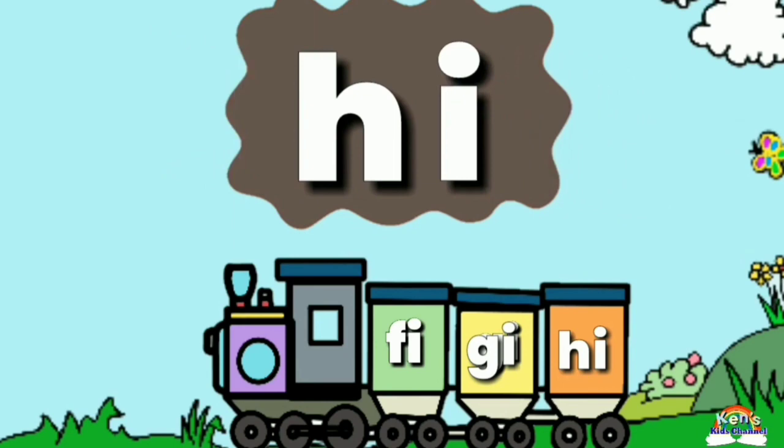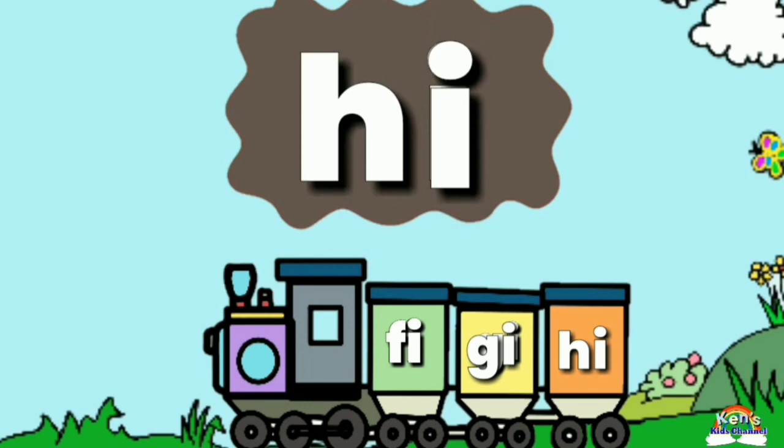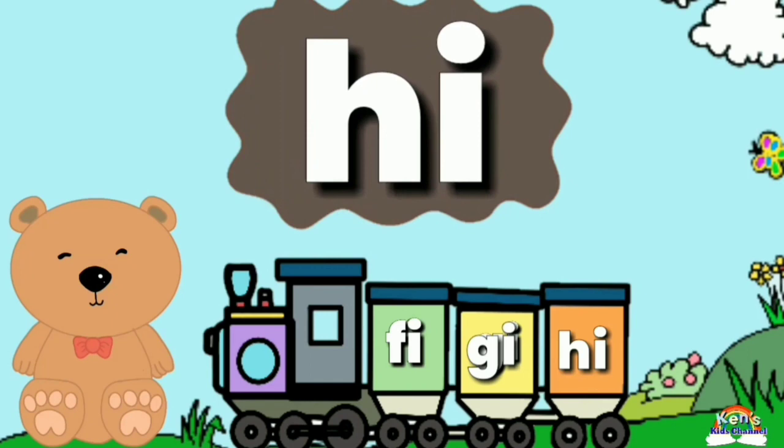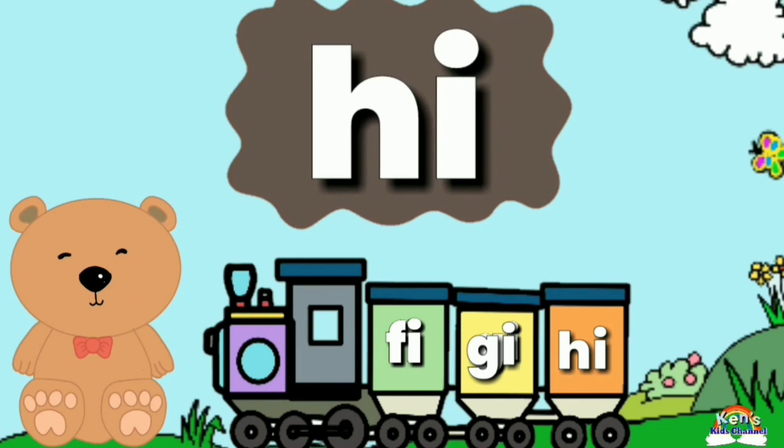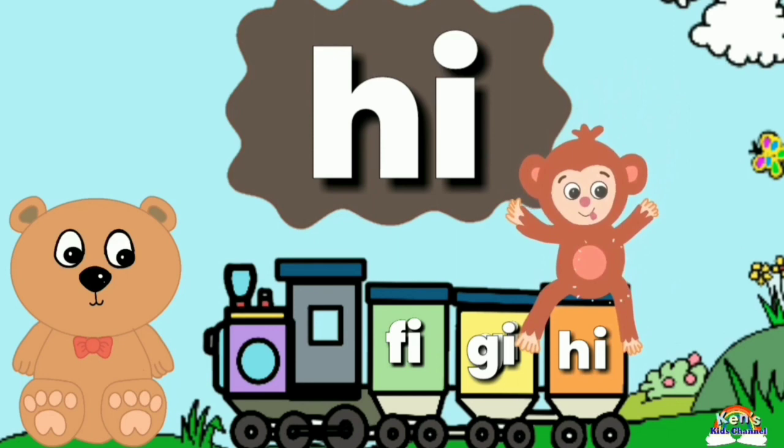H, I, he. Where is the syllable he? Very good! It's in the orange carriage. Wonderful!